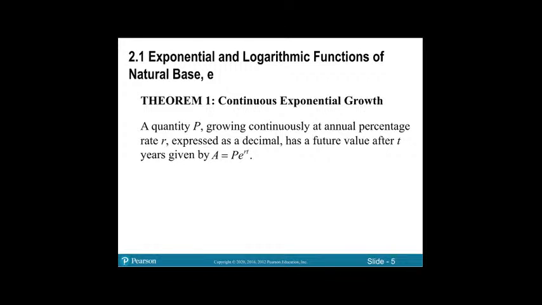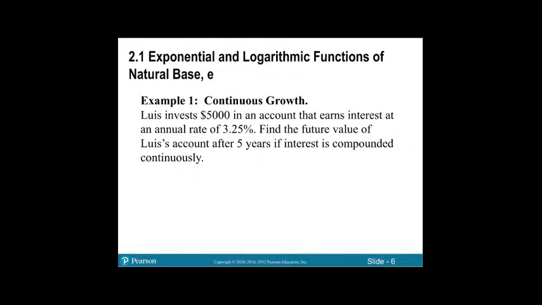Continuous growth. Lewis invests $5,000 in an account that earns interest at an annual rate of 3.25%. Find the future value of Lewis's account after 5 years if interest is compounded continuously. Again, continuous compound interest. I call it PERT, P e to the rt. The future value is going to be the principal, so he starts with $5,000, times e to the power of the rate.